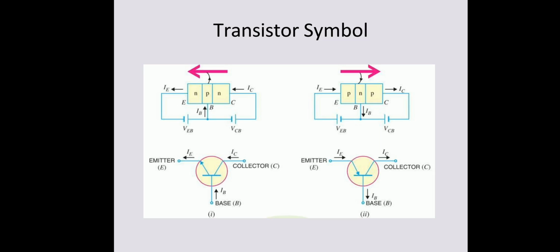Next we can see the transistor symbol. Here NPN and PNP transistors are given. We can see the base, emitter and collector regions marked for both the NPN and PNP transistor. The direction of current flow is indicated by the arrow present on the emitter. For an NPN transistor, the arrow points outward, and for a PNP transistor, the emitter arrow points inward. That indicates the current flow direction.